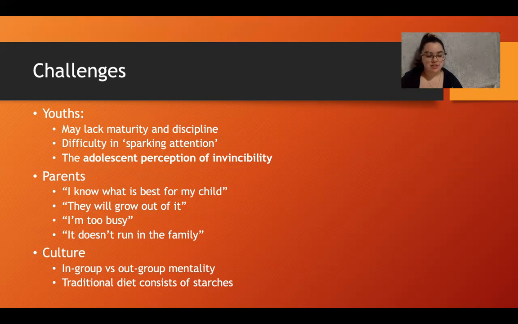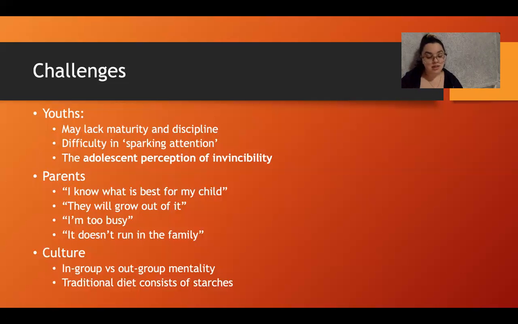Some other major challenges that need to be addressed are from the perspective of the parent. It is common for parents to feel that they know what is best for their children, which may make them hesitant to accept or trust unsolicited advice from health professionals. A common misconception is that children will grow out of it, or in other words, the issue will dissipate as the child ages. Parents may feel they are too busy to make lifestyle adjustments, such as cooking healthier meals, or driving their children to extracurricular activities such as sports.